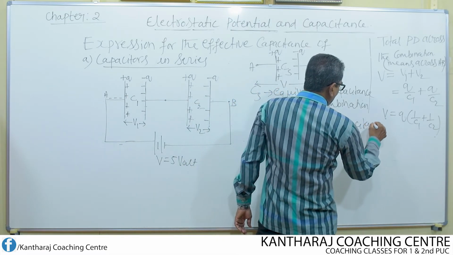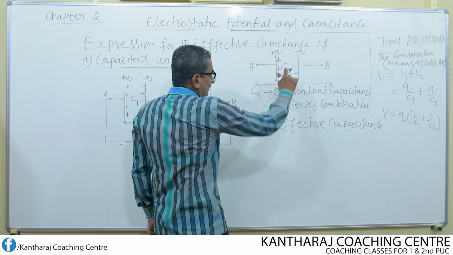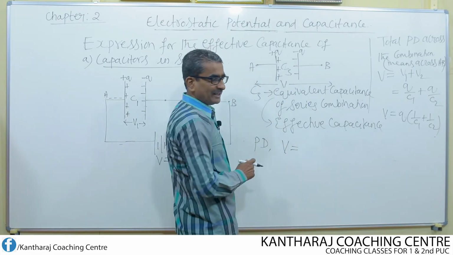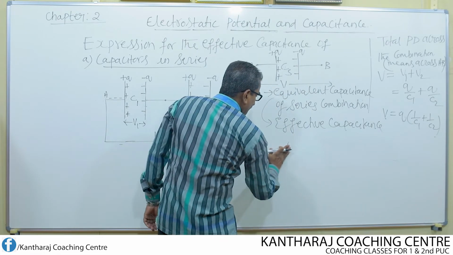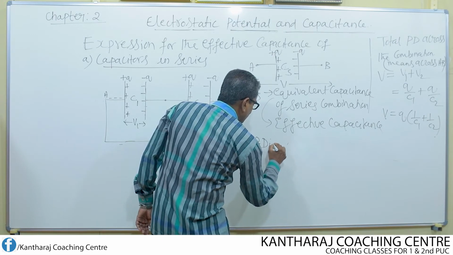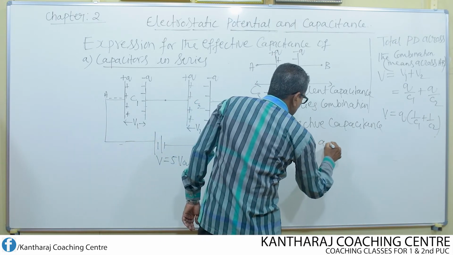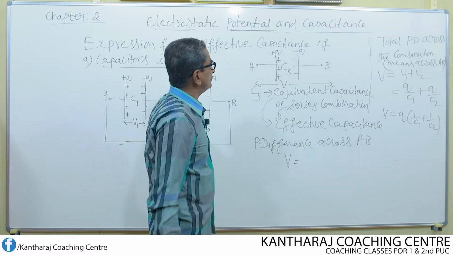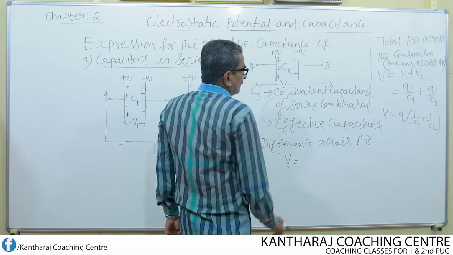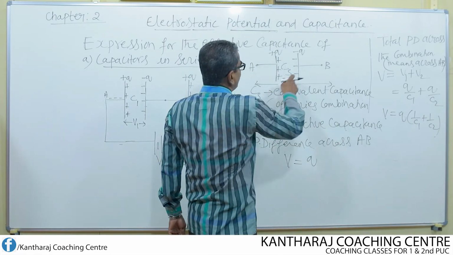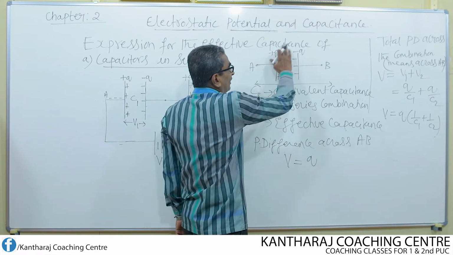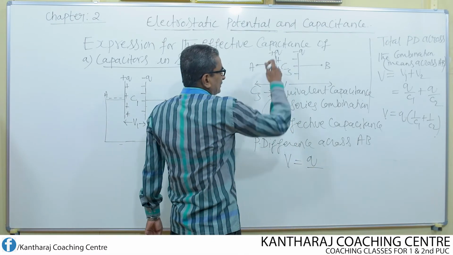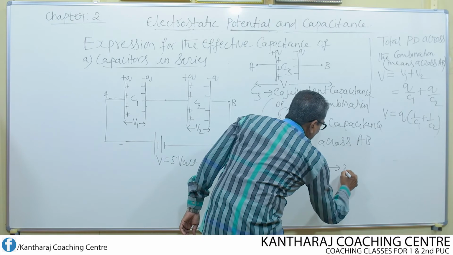So for this effective capacitance, what is the potential difference? Potential difference across AB is given by V equal to Q. What is Q? It is the charge on this equivalent or on this single capacitor. Q divided by, what is the capacitance? It is CS. You call this as equation 2.